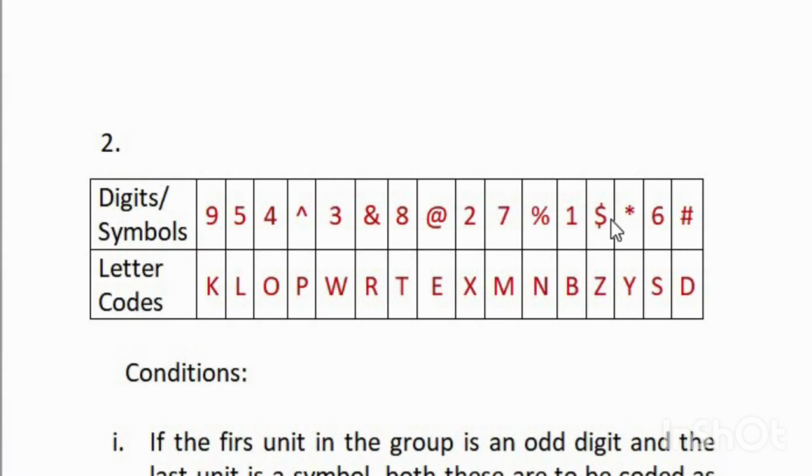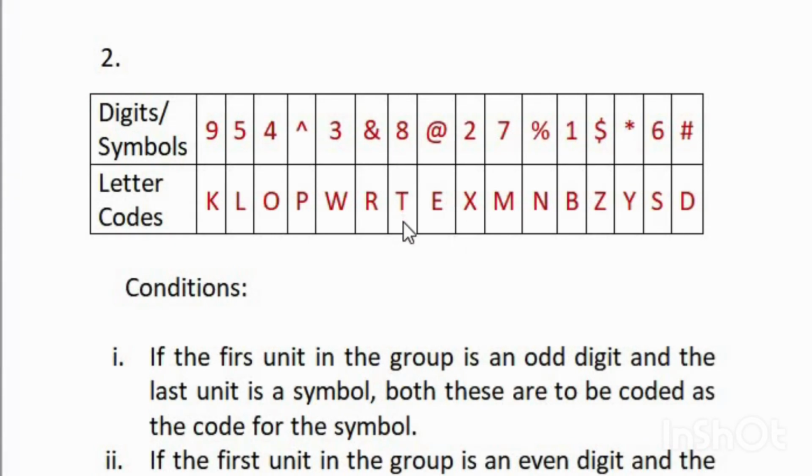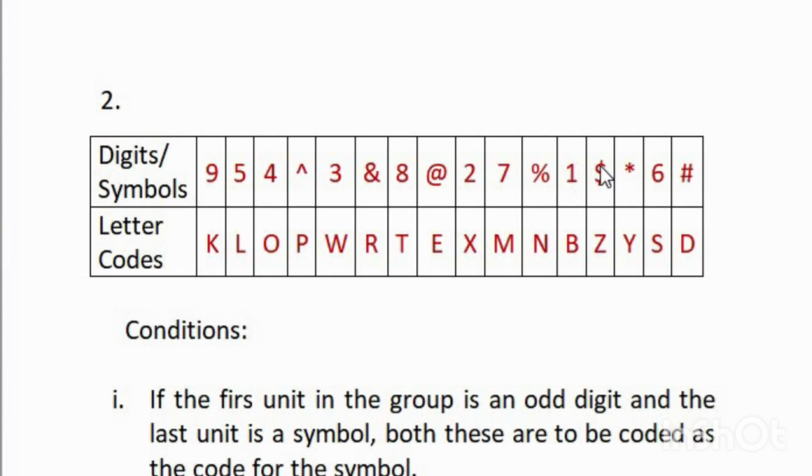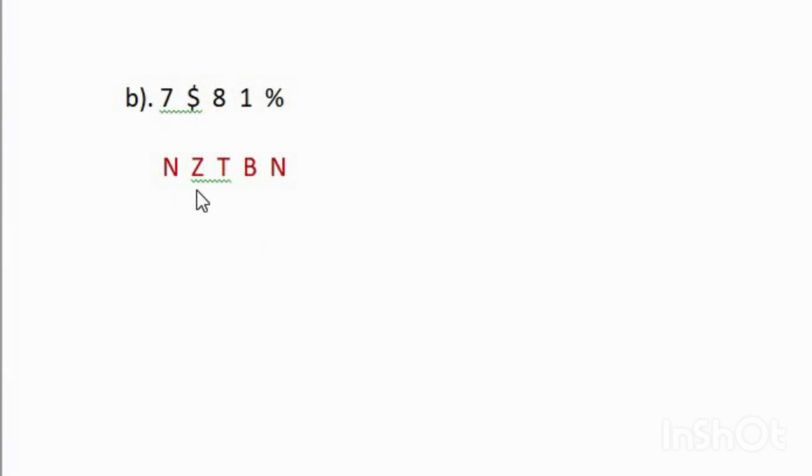The next is a symbol dollar. From the table, the letter code corresponding to dollar is Z. So dollar should be replaced with Z. Next one is an even number 8. The letter code corresponding to 8 is T. So T should be written here. The next one is 1. The letter code corresponding to 1 is B. So 1 can be replaced with B. So the answer is NZTBN.